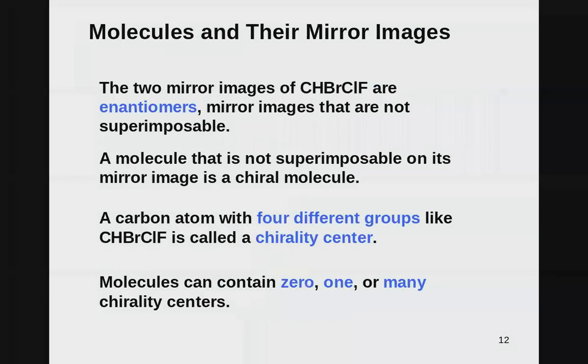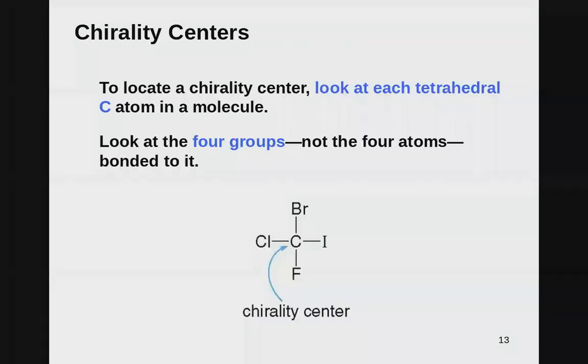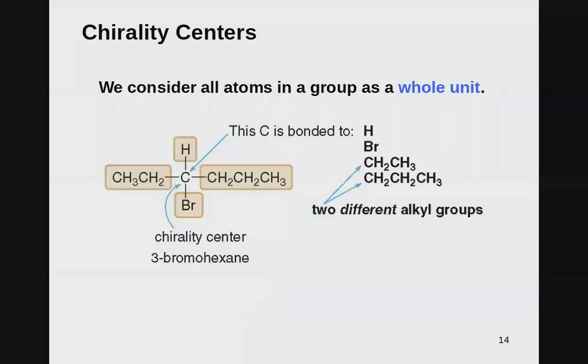In the case of a couple slides ago, we had CH2. Well, those are not different groups, they're identical, right? So in this case, we only have 3 distinct things bonded to our main carbon. Again, we're looking at 4 groups, not 4 atoms. Now, we often interchange atoms and groups, because chlorine and bromine are technically groups, but they're also atoms. And we also need to consider all atoms in a group as a whole unit.